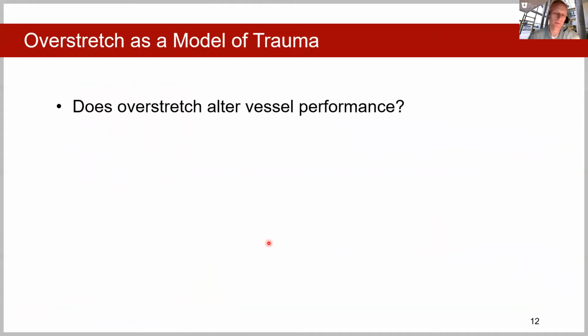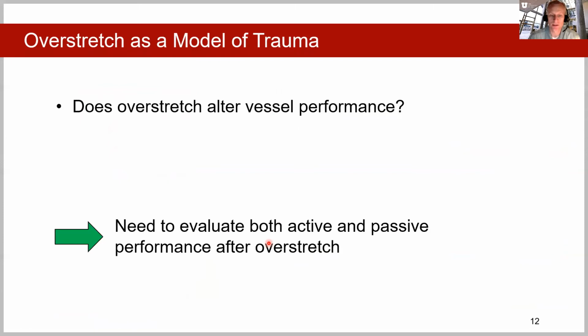But we also, as I mentioned, use this model of overstretch in the lab to try to understand how a vessel being stretched may change its performance, okay? And as I mentioned before, a blood vessel has not just structural characteristics, and therefore we need to define its mechanical properties, but it has functional characteristics. Again, this contracting and expanding, relaxing, of the smooth muscle.